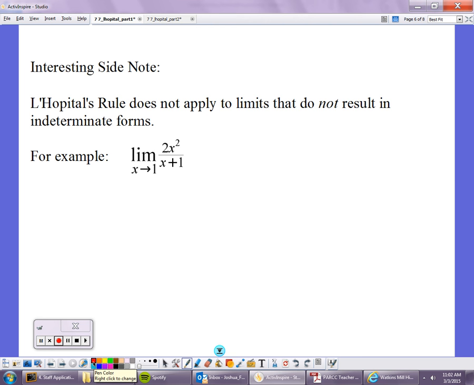The limit as x goes to 1 of 2x squared over x plus 1. Well, if I try direct substitution, I'm using blue for direct substitution, then I've got 2 times 1 squared over 1 plus 1. I just get 2 over 2, which is 1. So there we go, that's the limit of 2x squared over x plus 1. But what happens if I try L'Hopital?